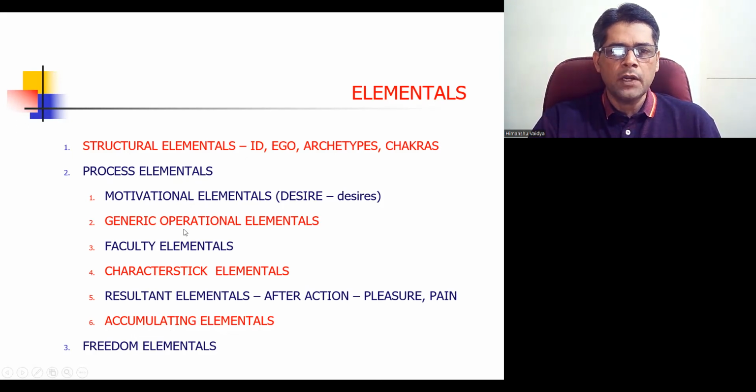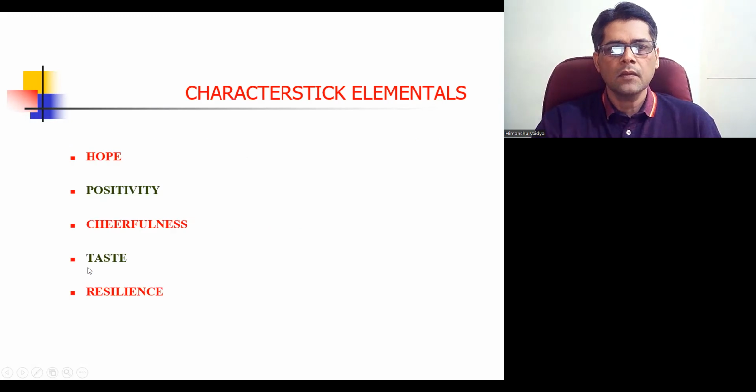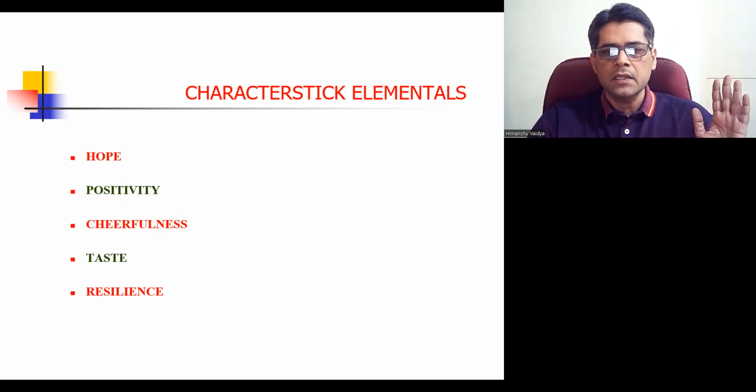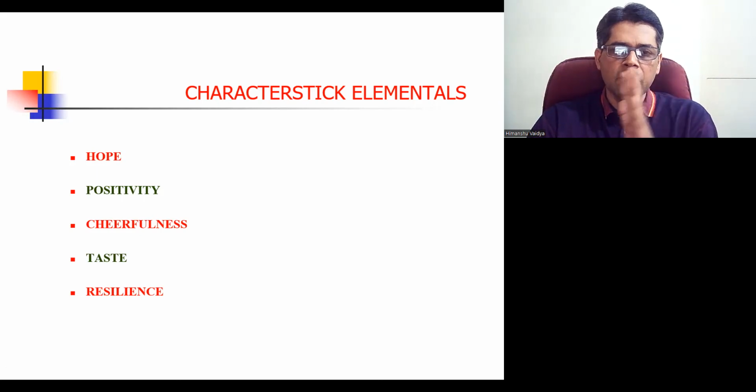We have seen 1, 2, and 3 before. Now we are seeing the fourth one, the characteristic elementals. Characteristic elementals are those elementals which are not at the center of the operational processing that happens, but they are like catalysts. At times they participate, at times they are active at a distance, but the light of their being active casts an influence on the psychic operations which are happening.